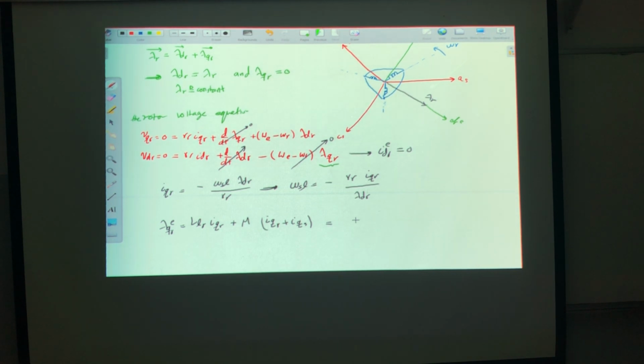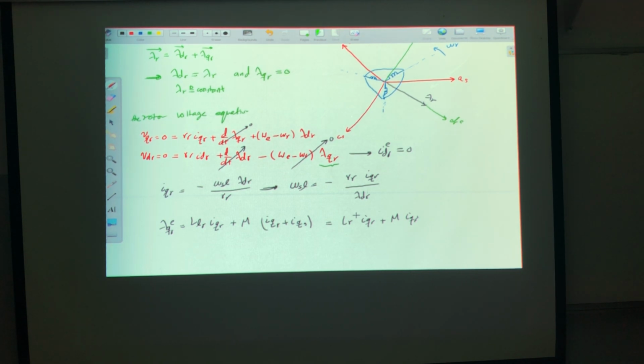So this can be written as LR IQR plus M IQS. Yes or no? Yes. I'm collecting. LR now is equal to what? The leakage inductance plus the magnetizing inductance. Correct? Yes. Good. So IQR will equal to what now? Can I solve this one with respect to IQR?